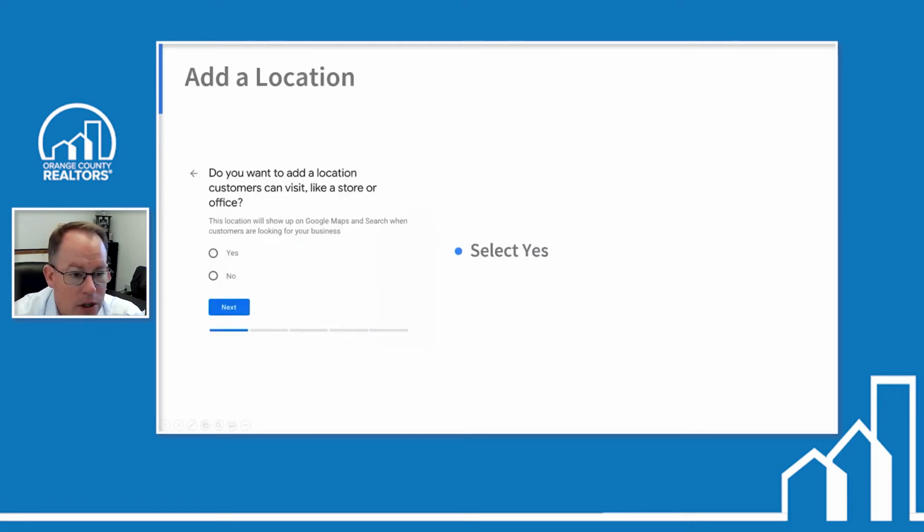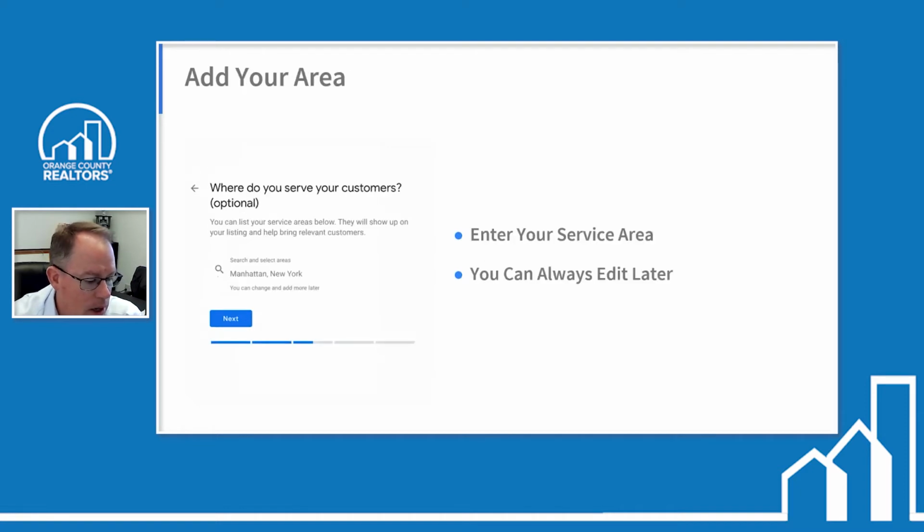Then you want to add a location customers can visit, like a store or office. You click yes or no. This is important to make sure that you have some type of location that you can tie to your Google account, because that's going to help you show up in local search. Then enter the general area that you serve local customers, and we can always go back and edit this later, okay?